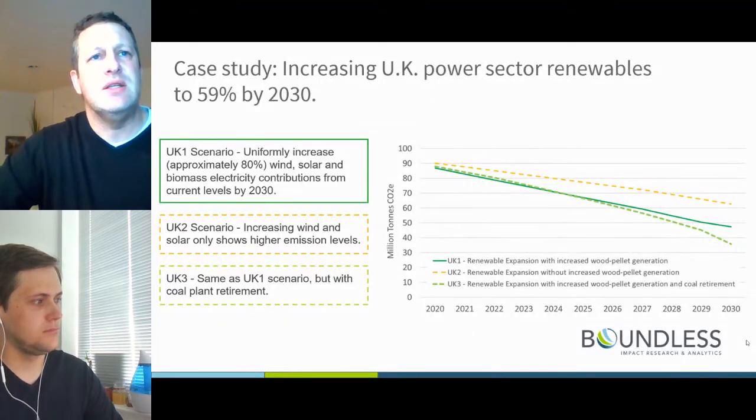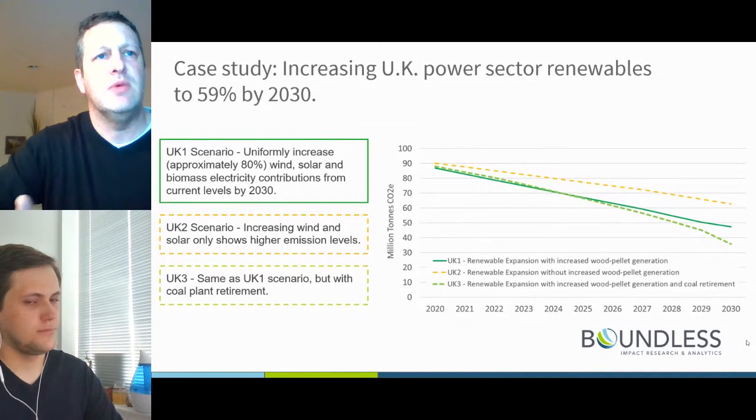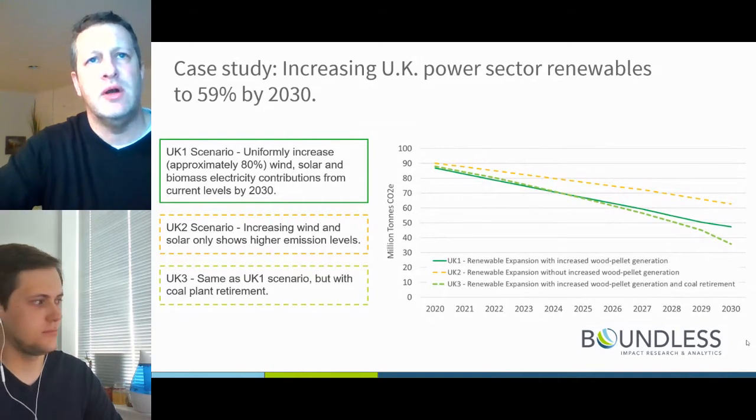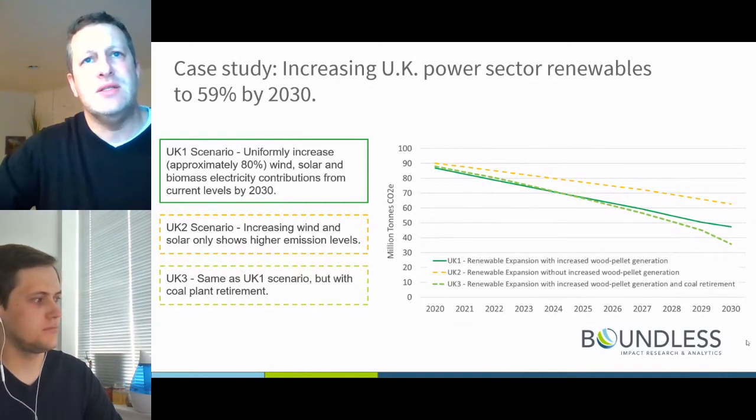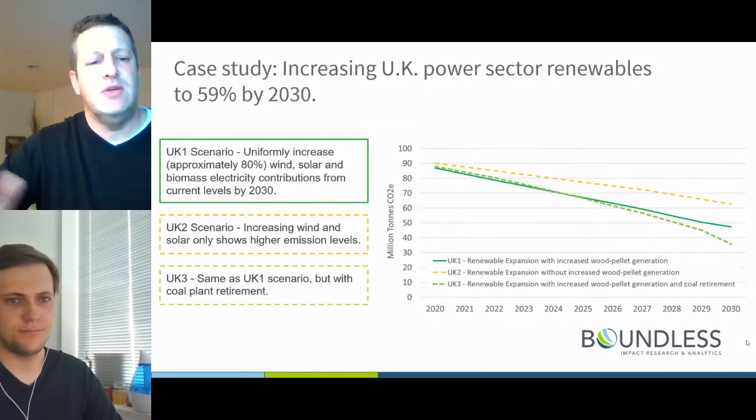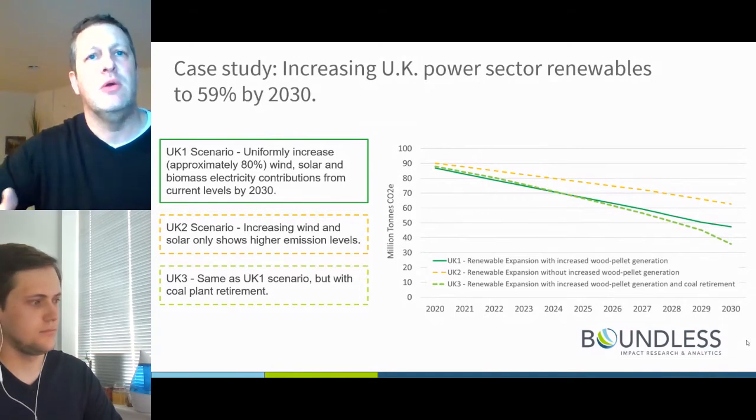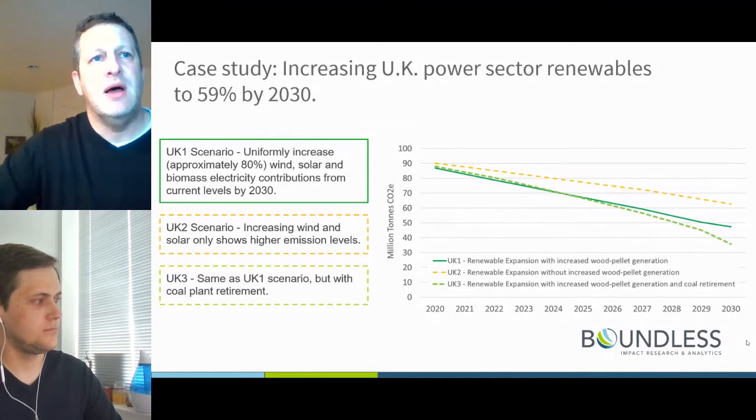The difference is if you ignore biomass and you expand only wind and solar, the result is that dashed yellow line. So importantly, as Andreas said, we're technology neutral, but if you add additional low carbon resources, you're always going to end up with a lower total carbon footprint in the power sector. And the dashed green line I show there also includes some additional retirement of coal.